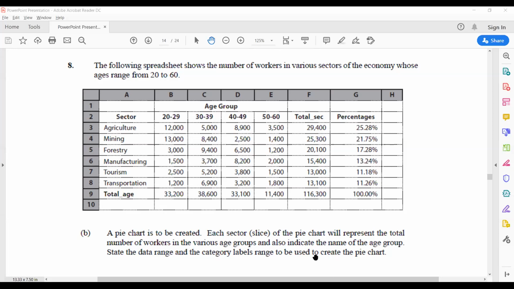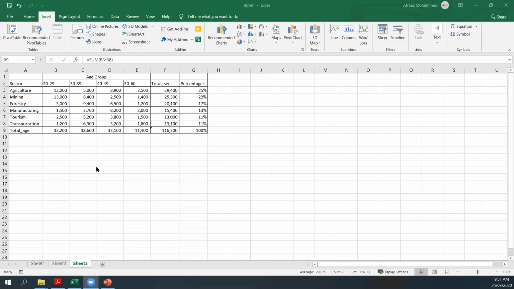Okay. What about the cells that indicates the name of the age group? Which cells indicate the name of the age group? Correct. Yes. B2 to E2, right? So what I'm going to show here now is a demonstration of how it looks. You all see the Excel spreadsheet?